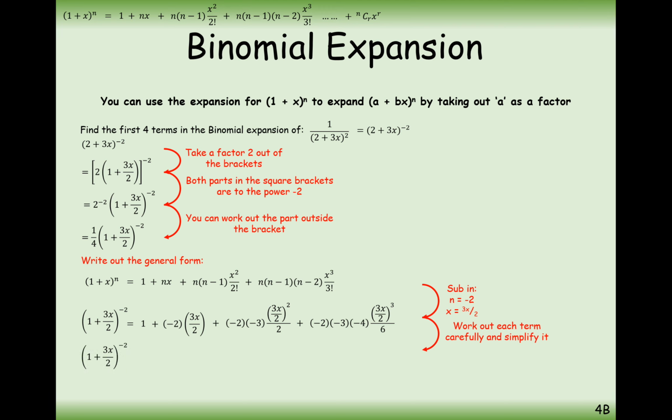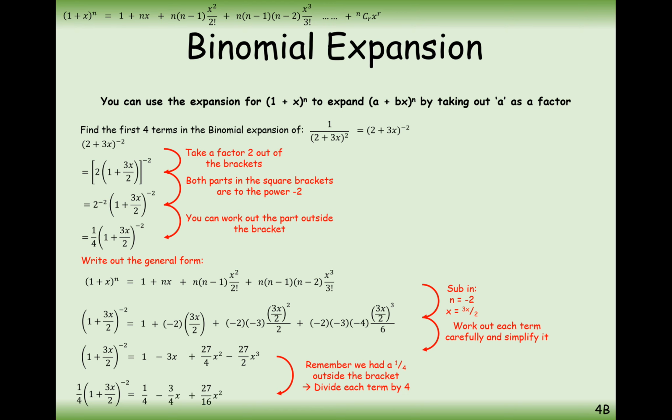Work out each term, grab your calculator, simplify each term, and we get these 4 simplifications here. But for our final answer for what the binomial expansion of the question was, we now need to multiply all of these by 1/4. So it's going to be 1/4 minus 3/4 x plus 27 over 16 x squared and minus 27 over 8 x cubed. So there we are. This is the answer to this question.